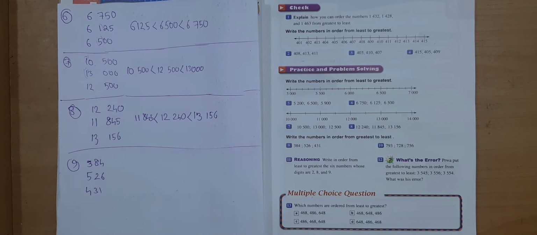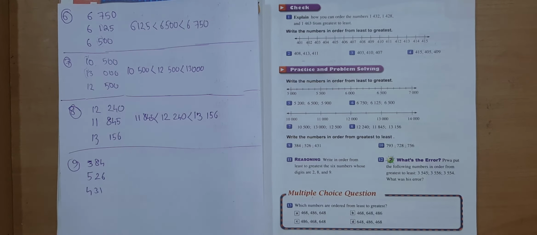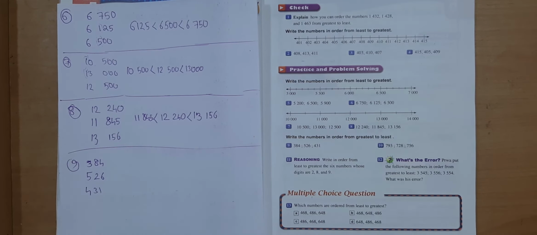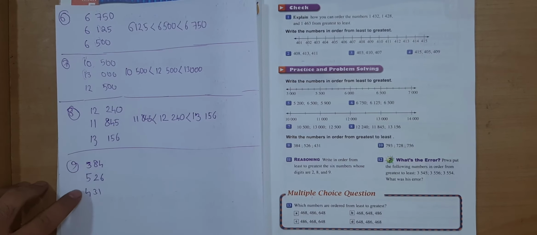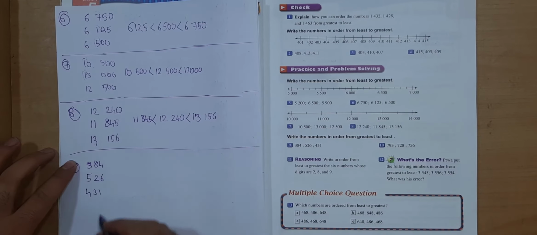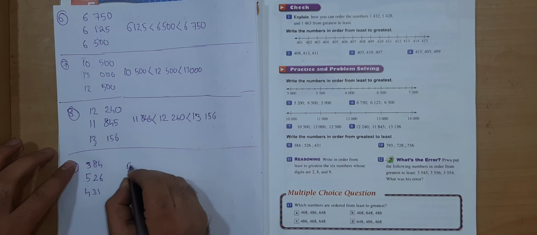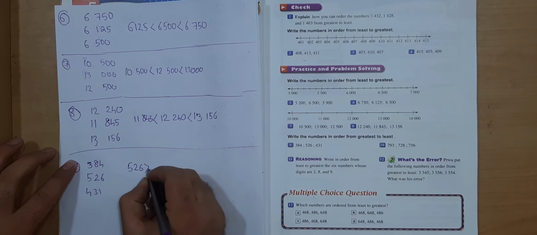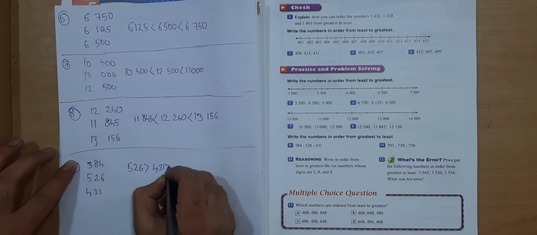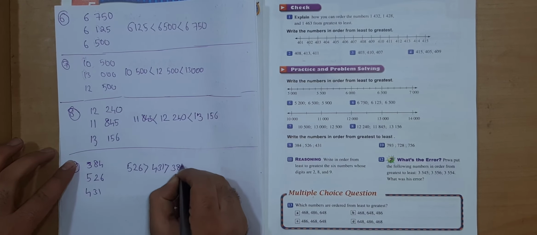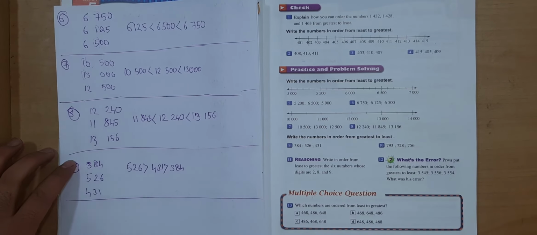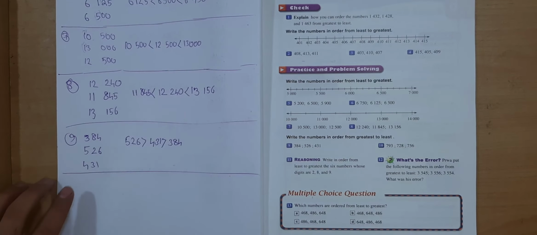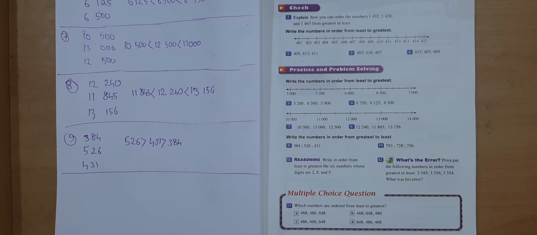Now let's take a look at the 100 spots. Here we have 3, we have 5, and here we have 4. Which number is the greatest among these numbers? Of course, 5 is greater than 4, and 4 is greater than 3, and our answer is going to be 526 is greater than 431, and this one is greater than 384. Alright, ladies and gentlemen, are you following me? Good job. Now write this one while I give you a couple of seconds.